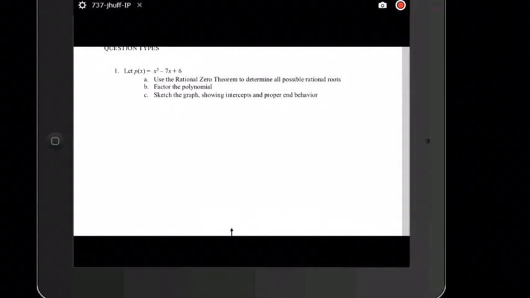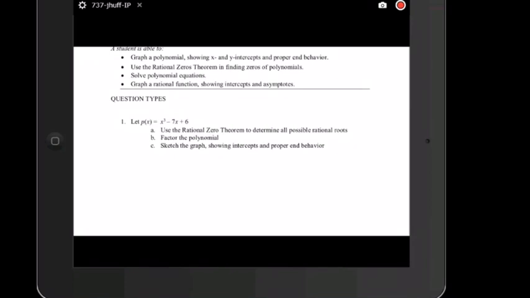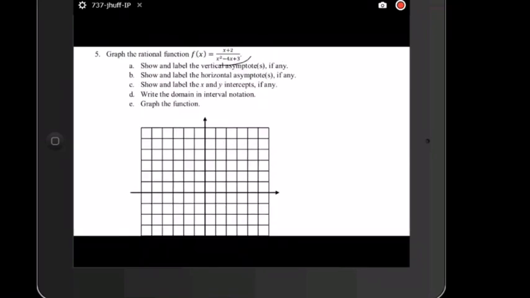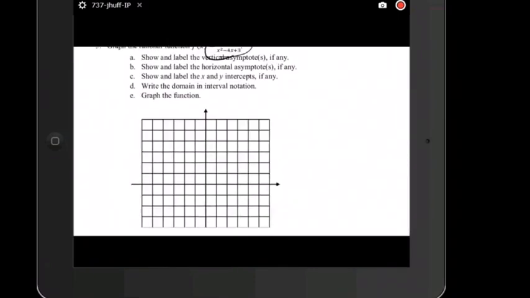Really coming out of this chapter, the two biggest things are polynomial equations, which is something like this, and being able to graph them and find the zeros. And then the last couple of questions are rational functions, the ones that look like this here, being able to graph those with the vertical and horizontal asymptotes. So those are two big things coming out of this unit. All right.